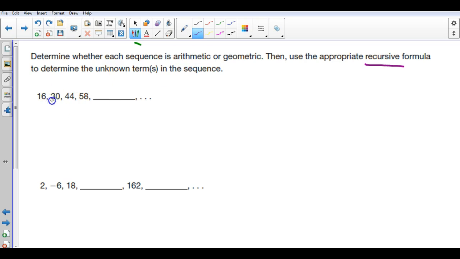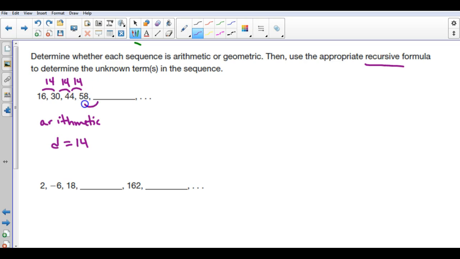So we're just going to kind of try to fill in the blanks here, determine if these are arithmetic or geometric. So first thing I'm going to do is check if it's arithmetic. I'm going to take 30 minus 16, and that gives me 14. And then same thing here. If I'm subtracting these terms, I get 14. So what that means is that this sequence is arithmetic. I know that my common difference is 14.